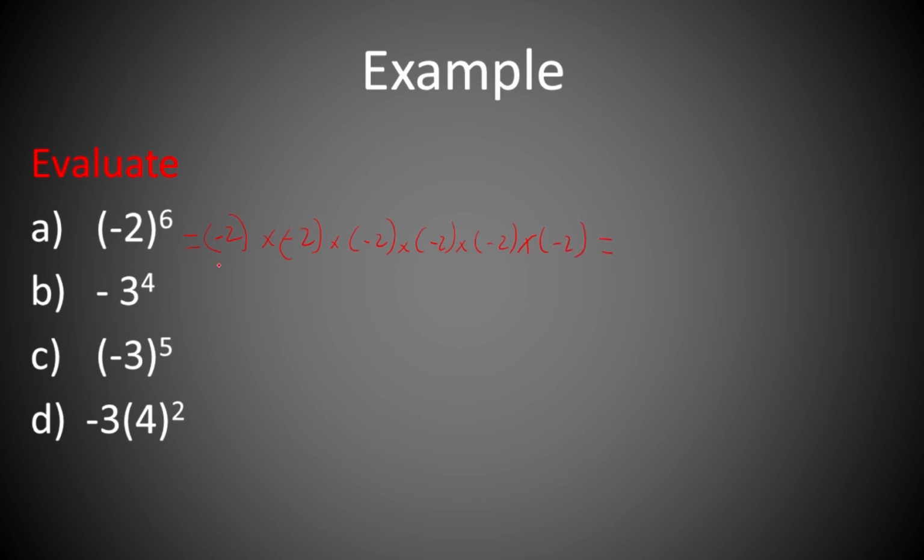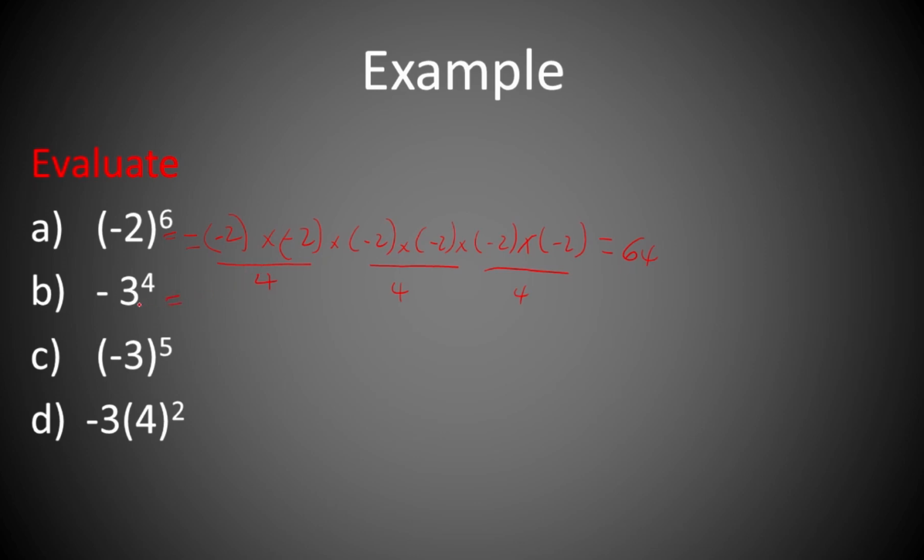This means the first pair becomes 4, the second pair becomes 4, and the last pair becomes 4. So 4 times 4 times 4 is equivalent to 64. Look, since the exponent is an even number, the product of an even number of negatives is always positive. When we pair them, there is no extra negative number left, so the final answer is a positive number.